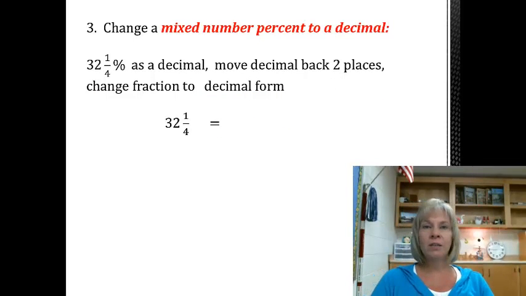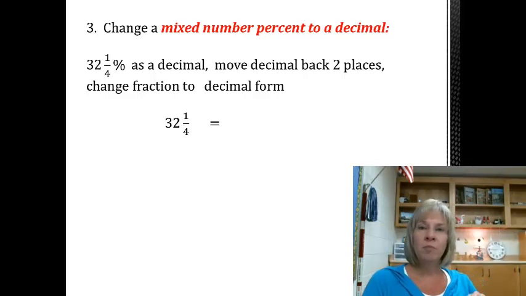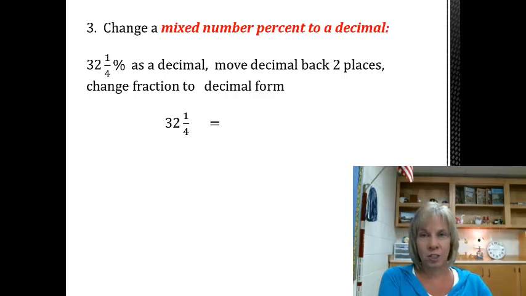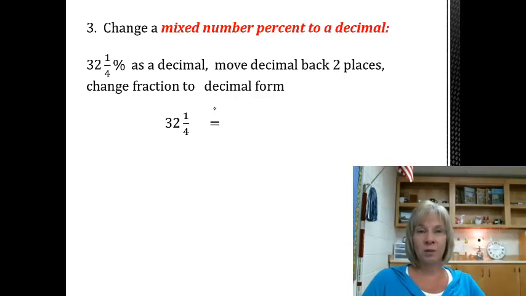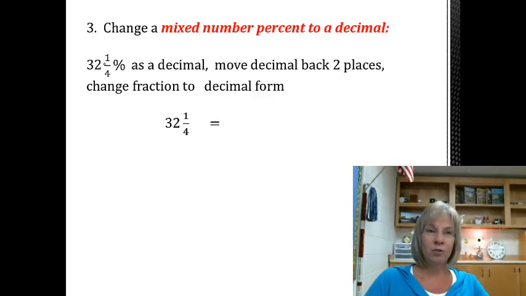Okay, number 3, changing a mixed number percent to a decimal. Okay, we already did the fraction. Now we're going to change it to a decimal. And this one's fairly simple too. All right, let's take 32 1/4%. First, we want to move the decimal back 2 places. Okay, 32 is our whole number, so our decimal is here to start. Move the decimal back 2 places, so 0.32.